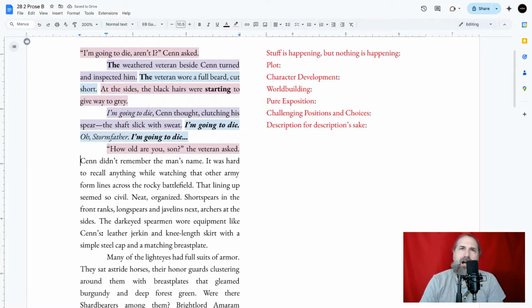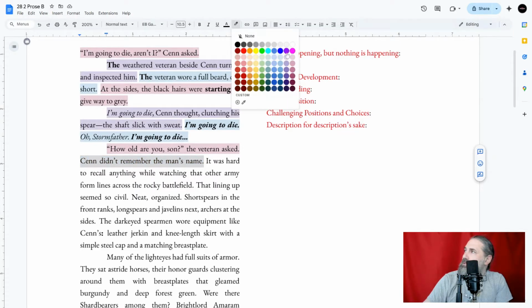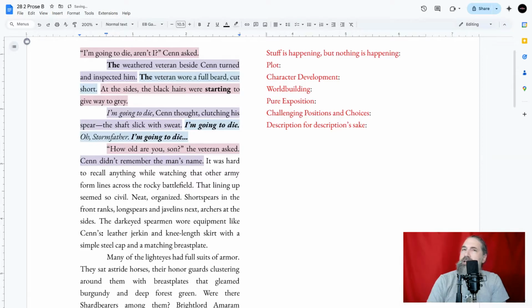But this is how he wrote it. All right. "Sen didn't remember the man's name." Let's make this a color. This is character, and plot. "Sen didn't remember the man's name. How old are you, son? The veteran asked. Sen didn't remember the man's name. It was hard to recall." So, by the way, this is plot and character development. The reason is that now Sen is saying that he doesn't remember the man's name, which infers that these two actually know each other somehow, somewhere.